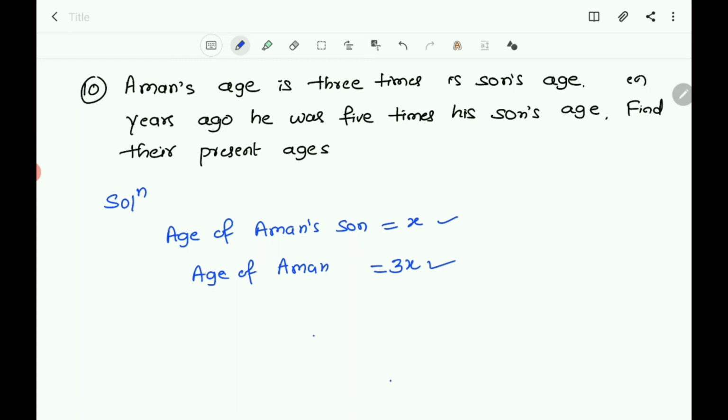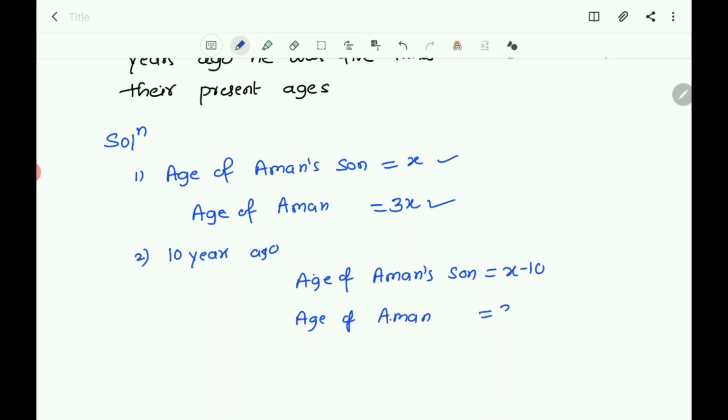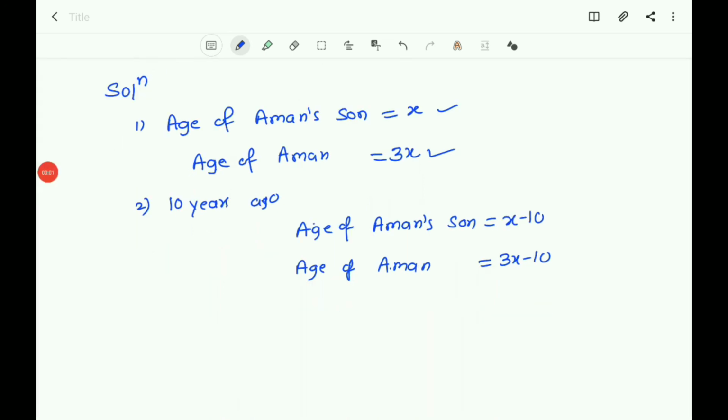So you write 10 years ago, the age of Aman's son becomes x minus 10, and the age of Aman becomes 3x minus 10. 10 years ago he was 5 times his son's age, means 10 years ago the age of Aman is 5 times the age of his son.